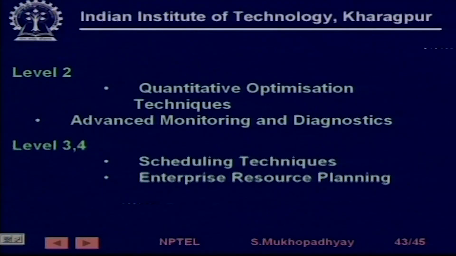Similarly, in level 2 we did not discuss various kinds of quantitative optimization techniques, linear and nonlinear programming. We did not discuss advanced monitoring and diagnostics techniques, some of which have just started being applied. They are quite advanced. As I said, levels 3 and 4 we hardly talked about, and there are very detailed scheduling and optimization techniques available. For example, enterprise resource planning can be a course in itself.